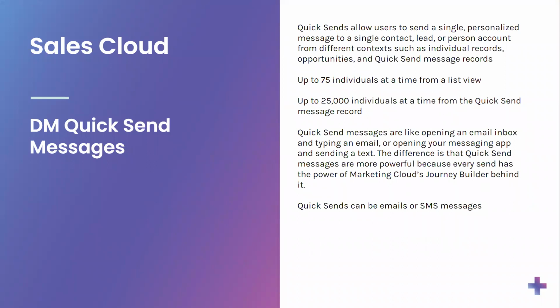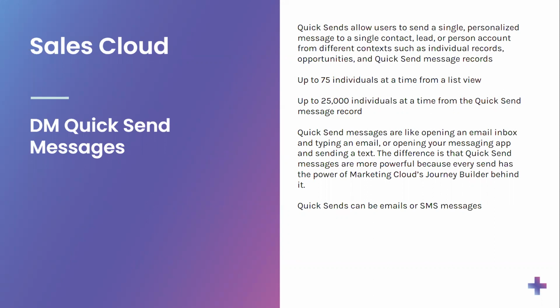Okay. Now that we have configured, created, and enabled, what can our end user do? Diving into that, it is the distributed marketing quick sends or distributed marketing campaign sends. Those are the actual mechanisms through which end users will be able to leverage this distributed marketing content. Quick sends allow users to send a single personalized message to a contact, lead, or person account from different contexts.